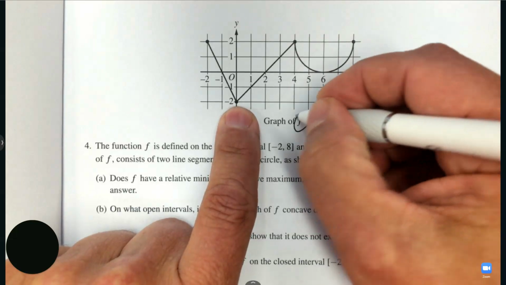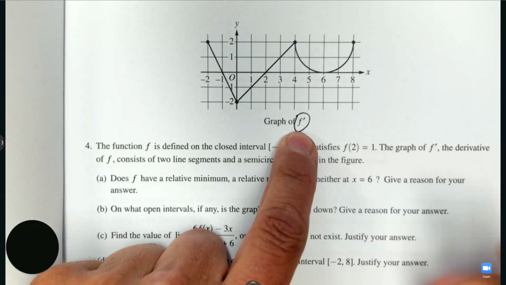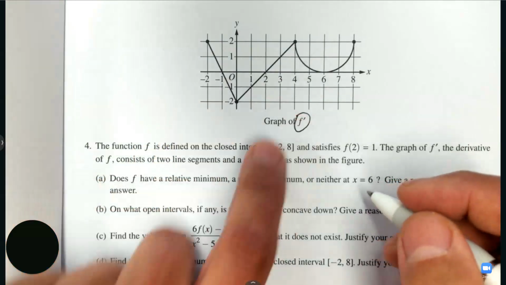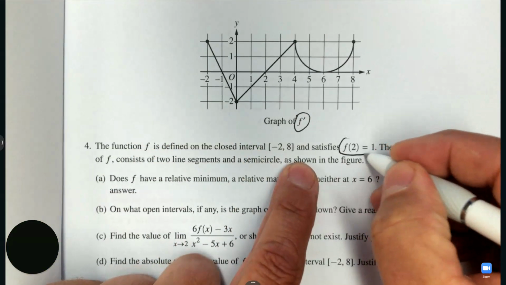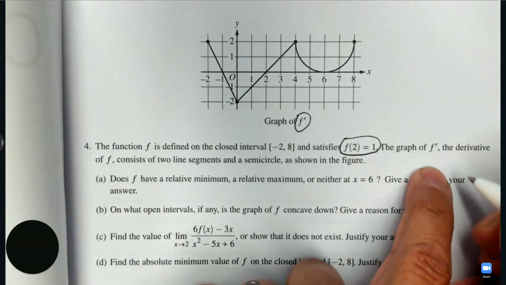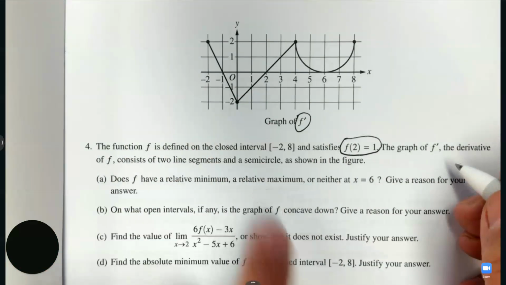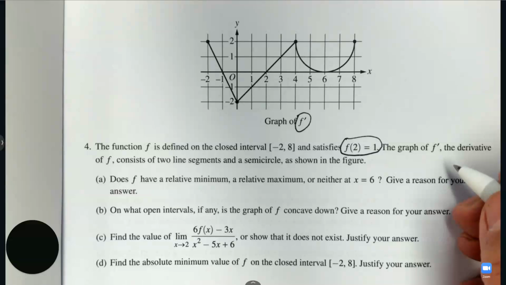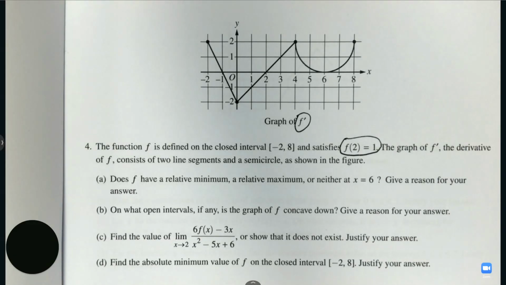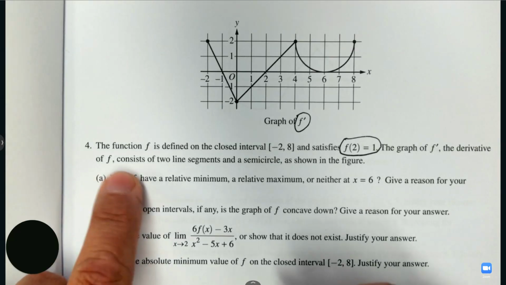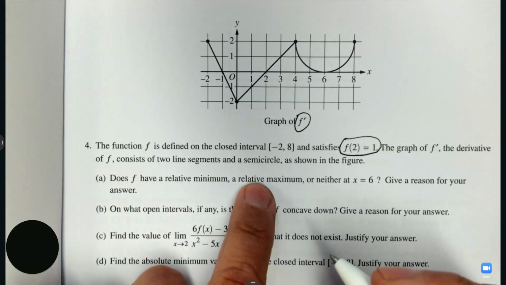The first thing I notice is that the graph is the derivative of f. And then as I read, I see f is there from -2 to 8. I'm given a point on the function and the graph of the derivative, and it has 2 line segments and a semicircle. And there's going to be all kinds of questions to deal with calculus off a graph. So the first question is, does the function have a minimum, a maximum, or neither at x equals 6?